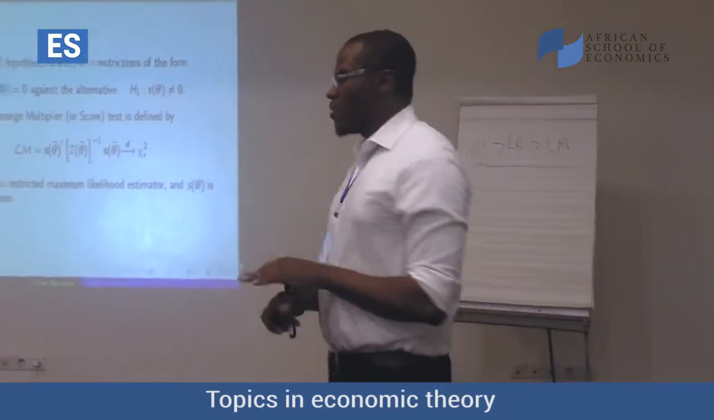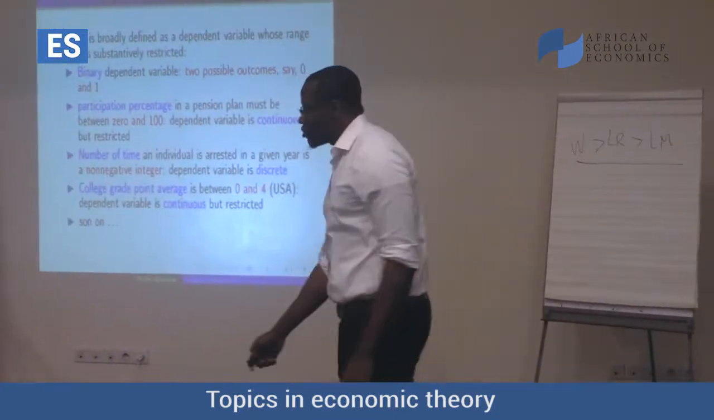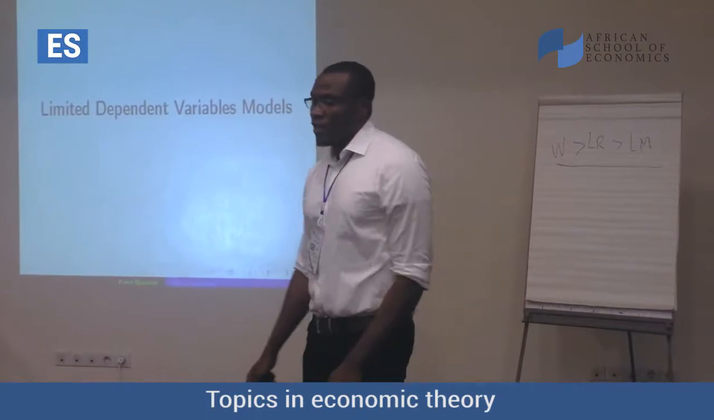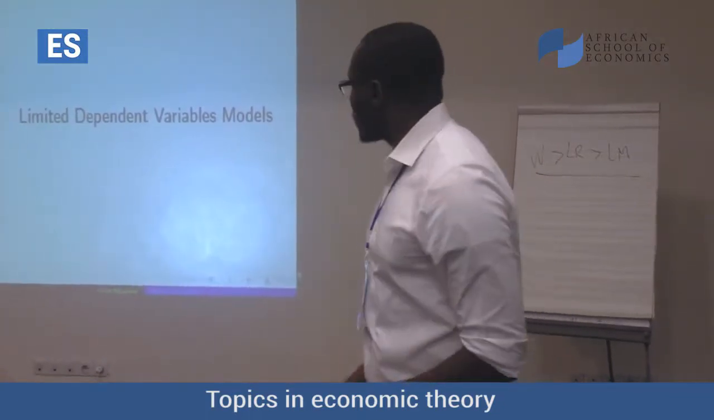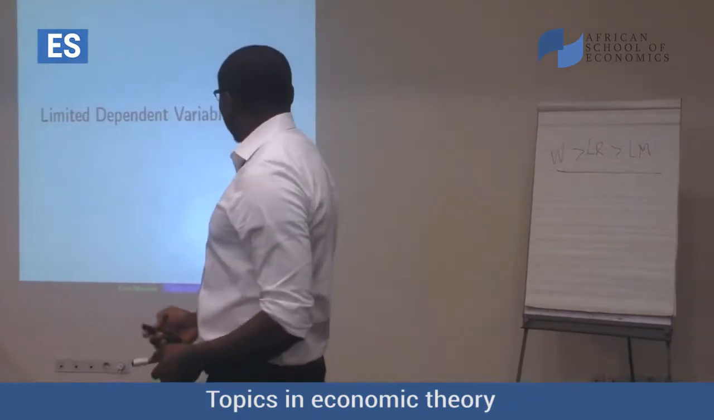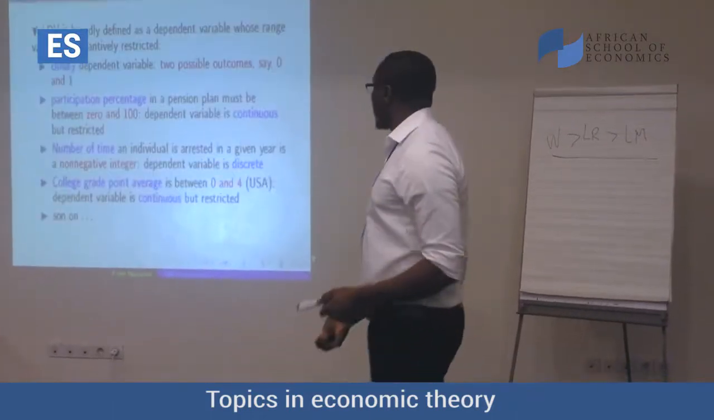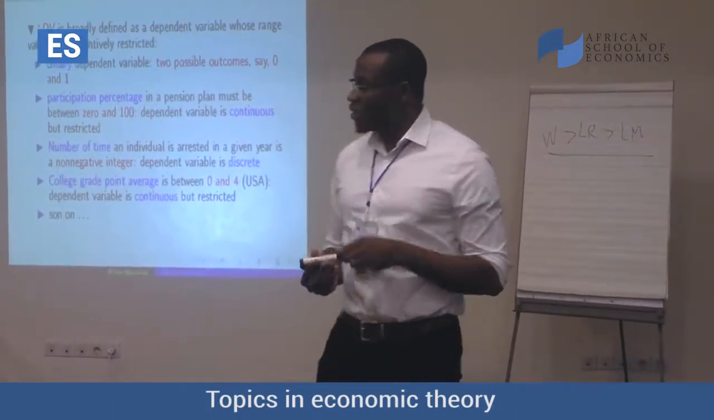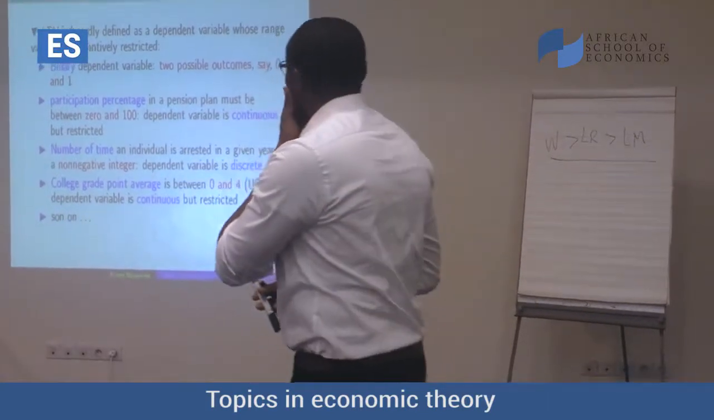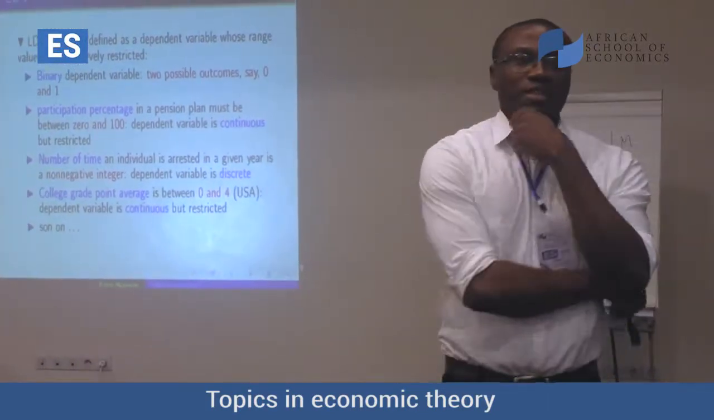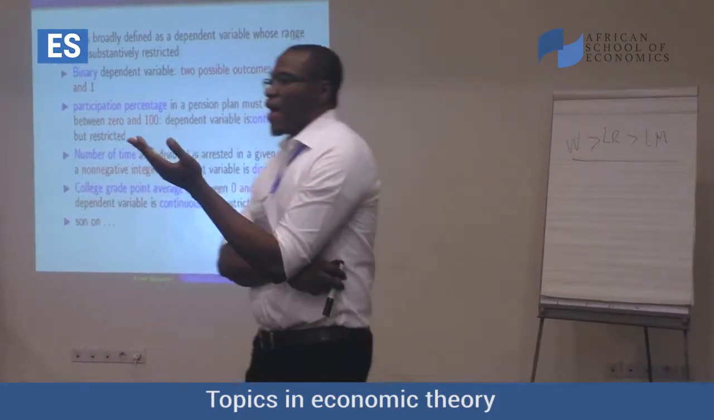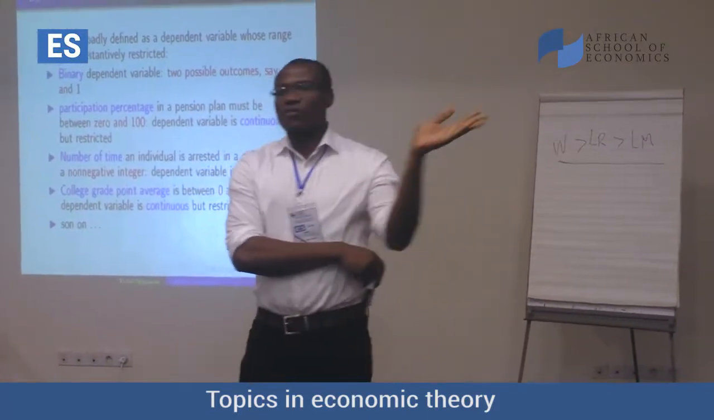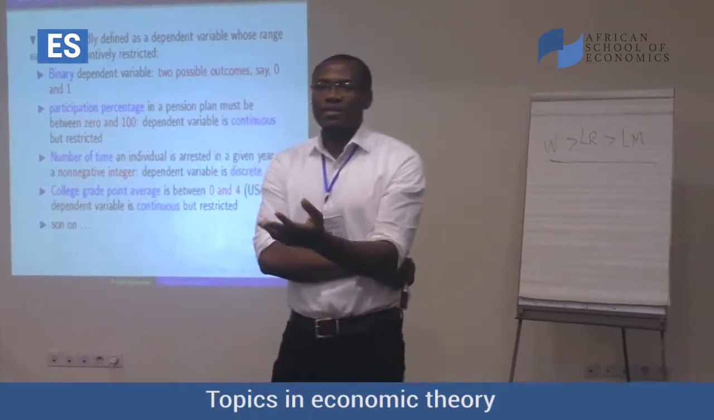Okay, so let's move to the limited dependent variable, which is an application where we are going to apply the maximum likelihood estimation. So what do we call limited dependent variables? They are defined as dependent variables whose range of values is substantially restricted. So the values cannot range from, say, negative infinity to plus infinity. They are restricted in some way.